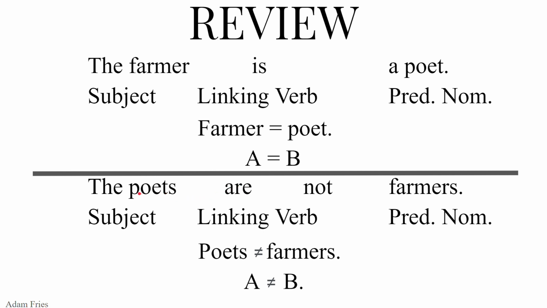The poets are not farmers. So plural poets, that's the subject. Poets are not, predicate nominative, plural, farmers. So we are saying in this instance that thing A is not thing B. Still will be in the nominative case, the subject. Predicate nominative will still be in the nominative case. Just these are going to be plural, these are going to be singular.